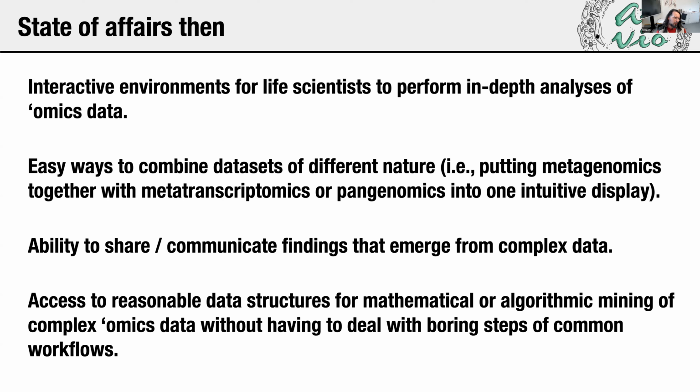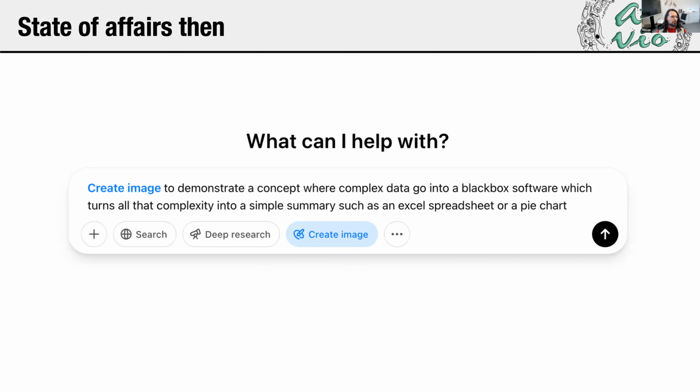And another thing that I always found extremely challenging is very difficult to put in words. So I tried to actually use ChatGPT to come up with a conceptual image. I asked ChatGPT to demonstrate a concept where complex data go into a black box software, which turns all that complexity into a simple summary, such as an Excel spreadsheet or pie chart. So all the complex data go into something that you know very little about, and it does its magic, and then you get an Excel spreadsheet. And I didn't like any of the visualizations, so I will not show you anything apart from this prompt, but I hope you all have an idea now in your mind and a visual representation of this concept.